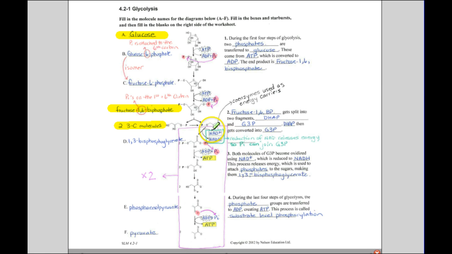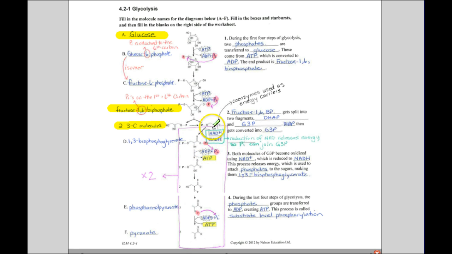If you think about it, NAD plus is getting an electron from this hydrogen, so it's gaining an electron. Remember that gaining an electron means reduction. Loss of an electron means oxidation. Gaining of an electron means reduction. So what's happening here is the reduction of NAD releases energy so that the next step can happen, so that phosphate can join on to this glyceraldehyde 3-phosphate.